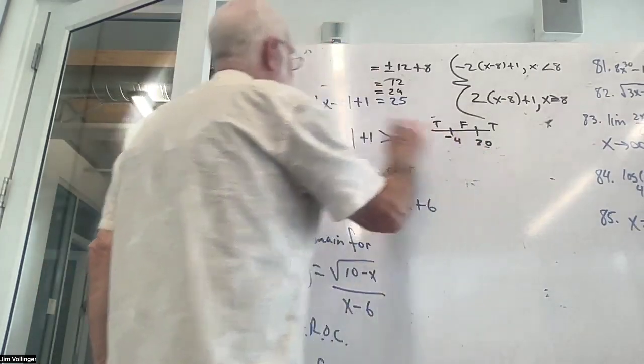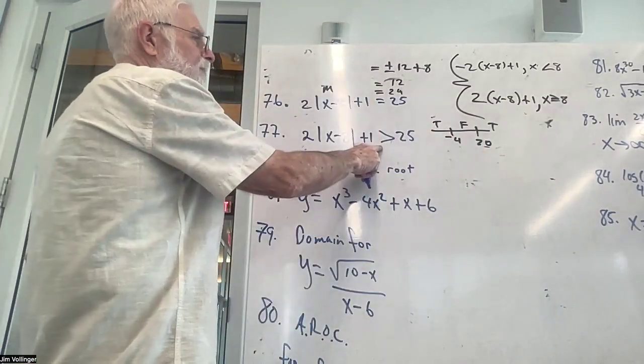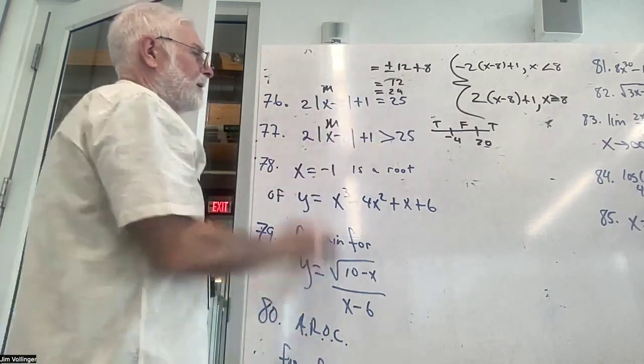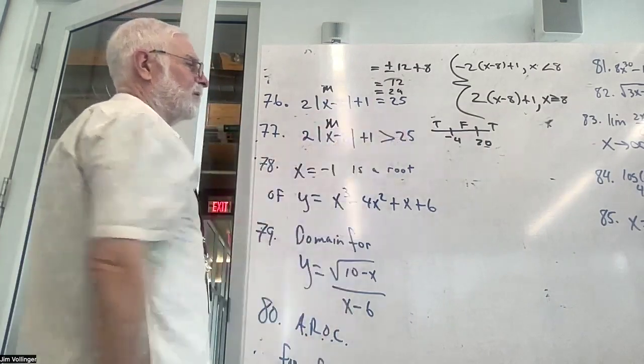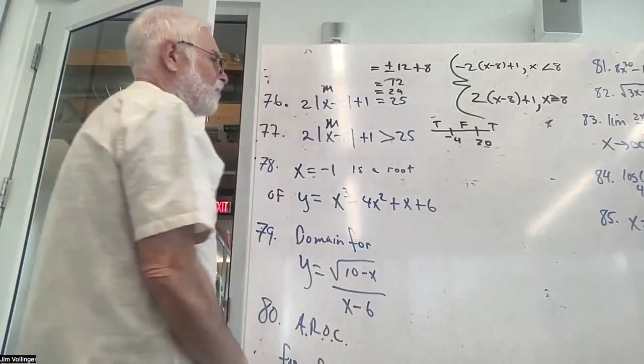Pick a number bigger than 20. I like to pick 1,000,000. Is that going to be true or false here? Bigger than 25 or not? So I'm actually on this problem. 2,000,000 plus 1, is that bigger than 25? Yeah, I think so.